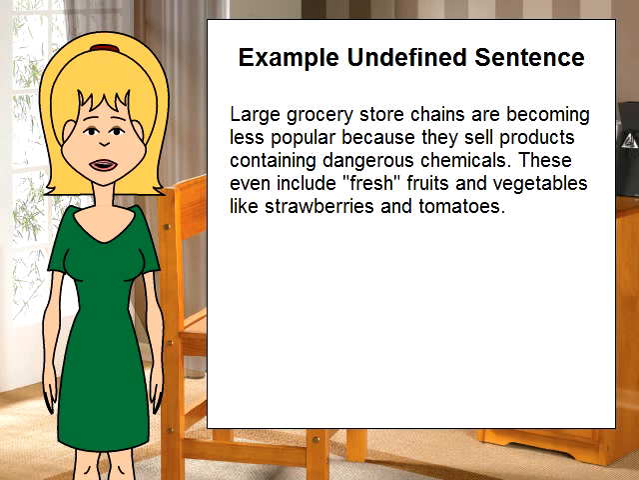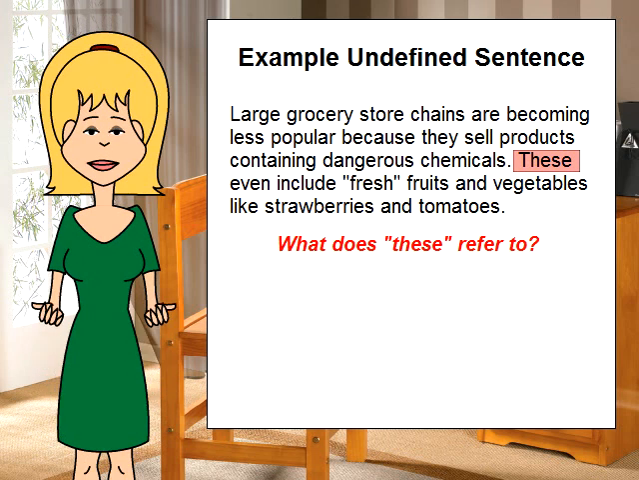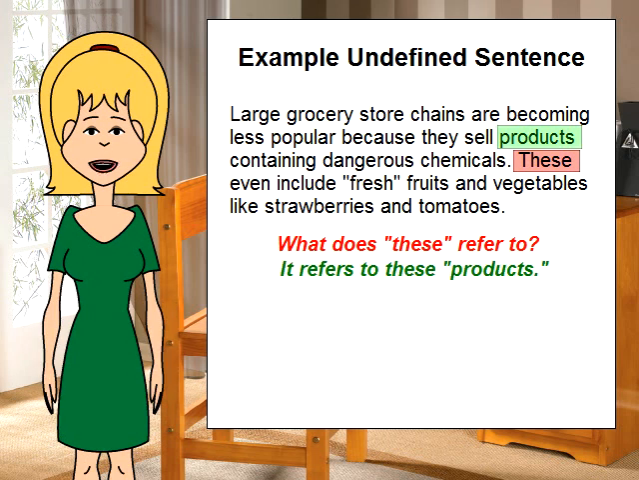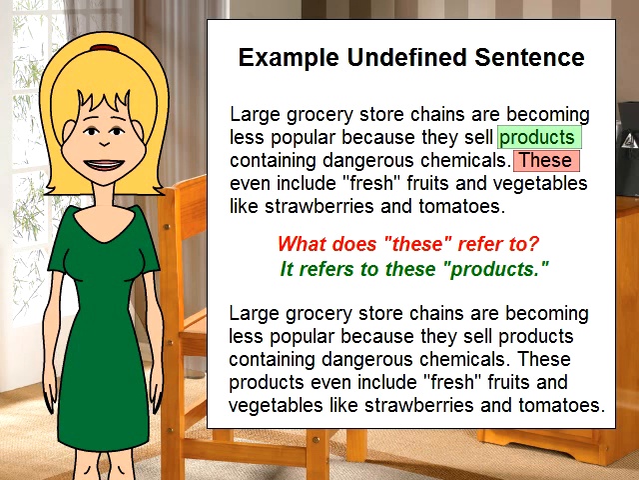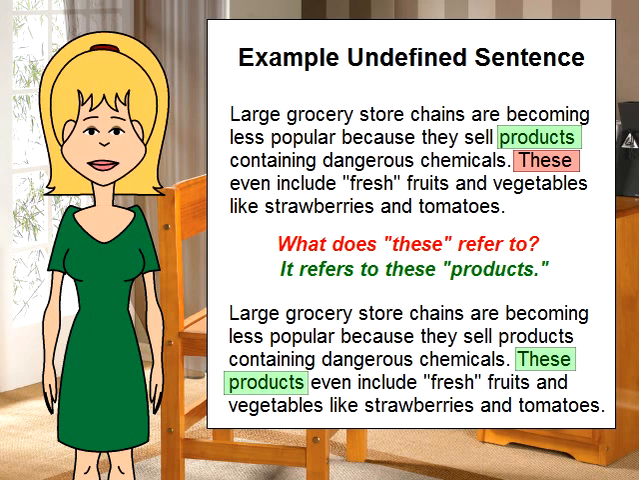Did you find the signpost word? It's these. What does these refer to? Well, it refers to these products. So, let's fix the sentence by adding in the missing noun. Now the sentence is more clear, because it explicitly refers to these products, instead of being vague.